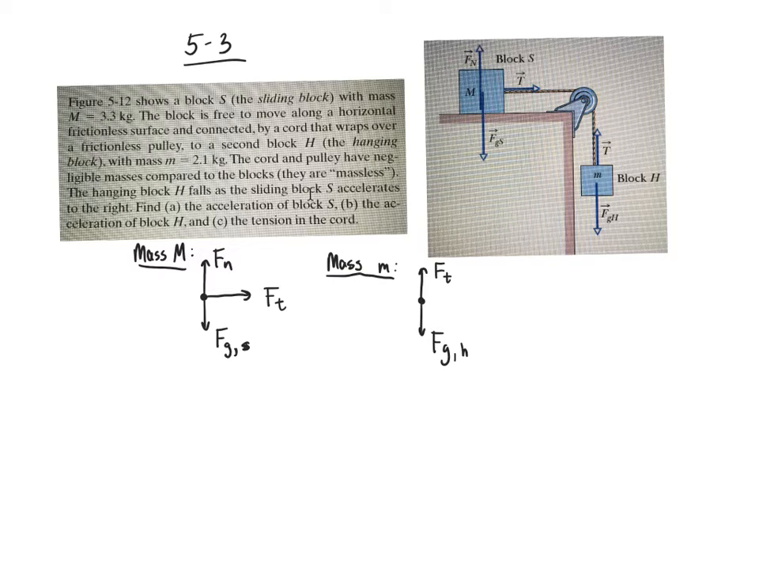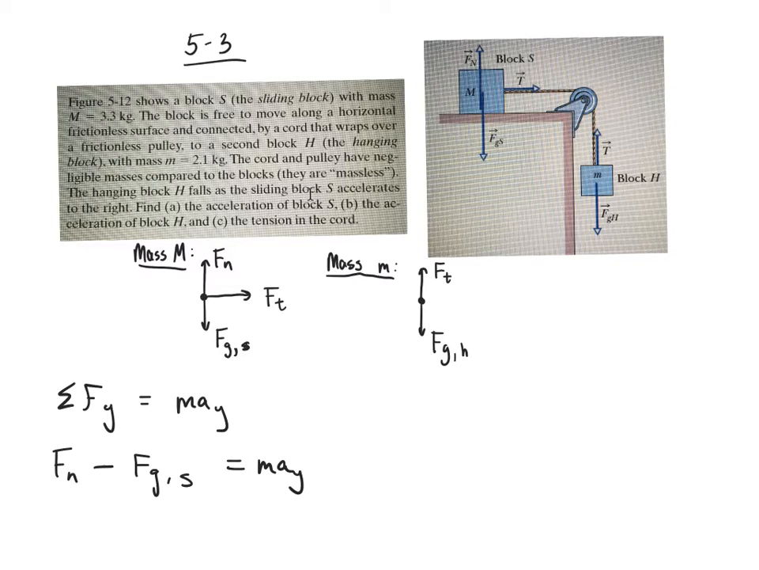So let's go ahead and start writing those governing formulas. So for mass M, the sum of the forces in the y direction equals M a in the y direction. In the y direction, I've got FN pulling up. I've got the weight of block S pulling down, and that equals M a_y. That's the y direction for the first block.